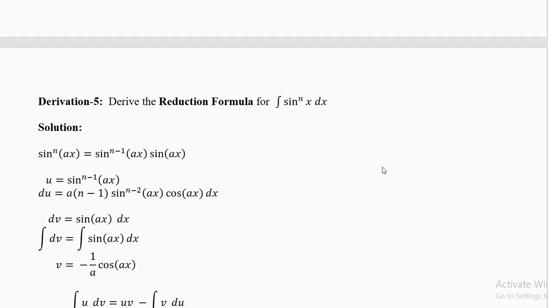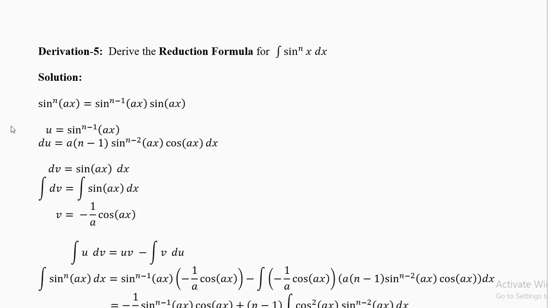Now this is a new type of function. Derive the reduction formula for sine power n ax. Then a here, which is not written here, will be corrected in your other Moodle notes. Now sine power n can be written as sine power n minus 1 into sine ax.